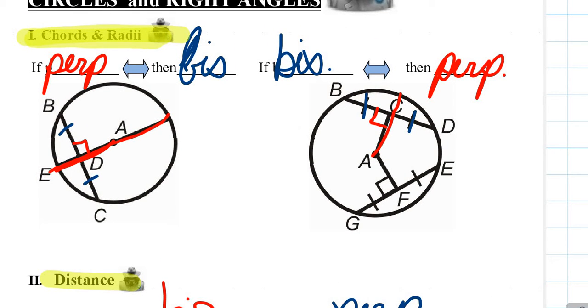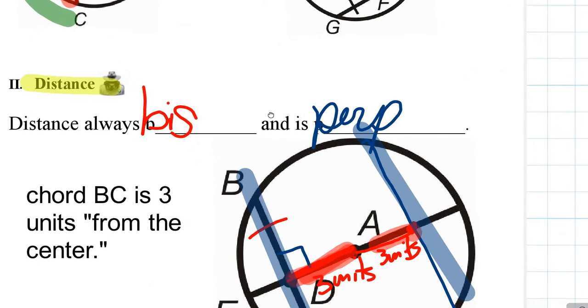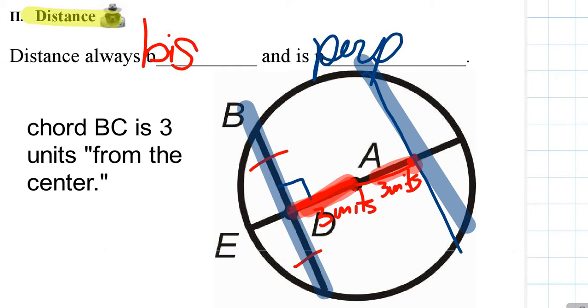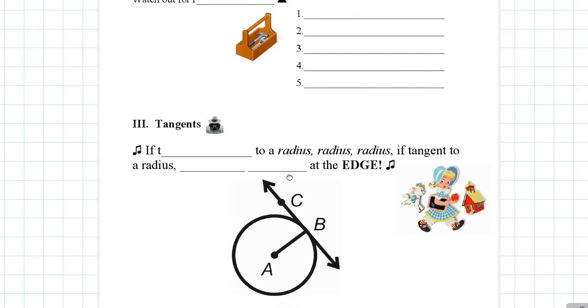Oh, I forgot one other thing, guys. Not only if perpendicular, then bisects, not only does it bisect the chord, it also bisects the arc. So these 2 pieces are equal. So go ahead and hatch mark those. So 1 hatch mark, double hatch mark. Okay, so the first one was chords and radii. The second was distance. And then we have our third undercover agent here, undercover right triangle.